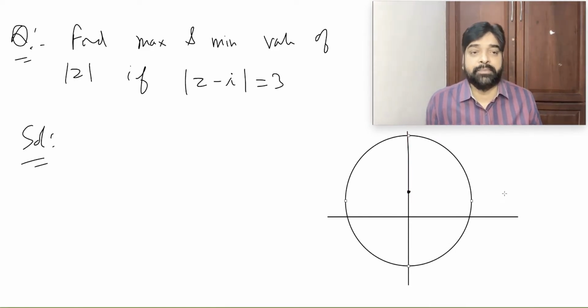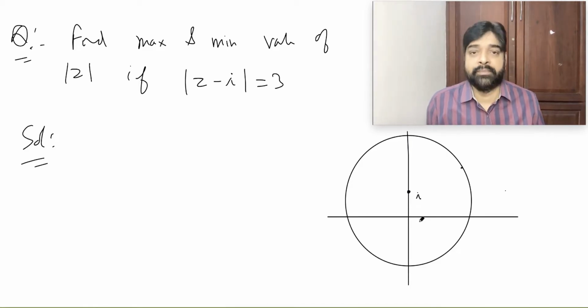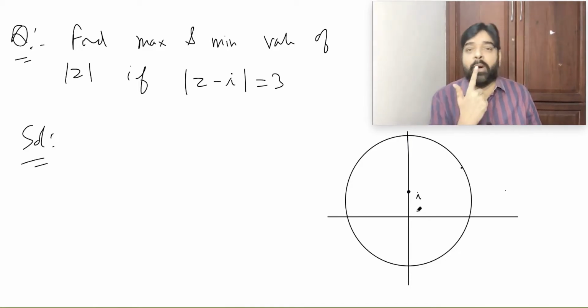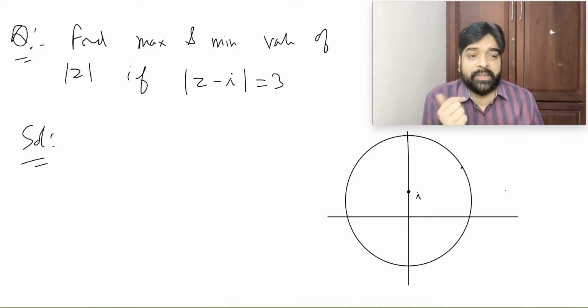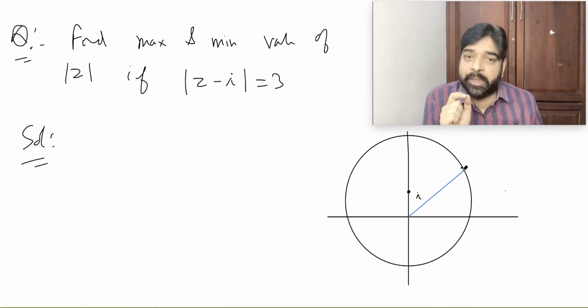Yes or no? Am I right? This is i. Where is Z? Here. But what are they asking about? They are asking about mod Z. Where will mod Z be? If Z is here, mod Z will be this length. If Z is here, mod Z will be this. See, mod Z is changing. Is mod Z changing or not? It's changing: now less, less, less, then more, more, more.